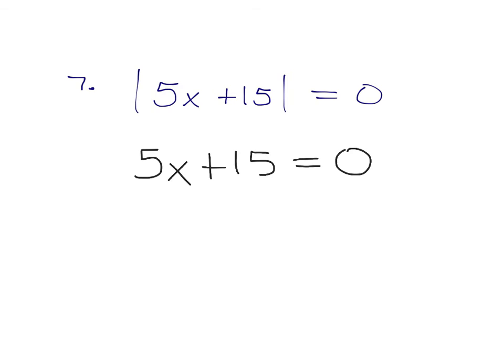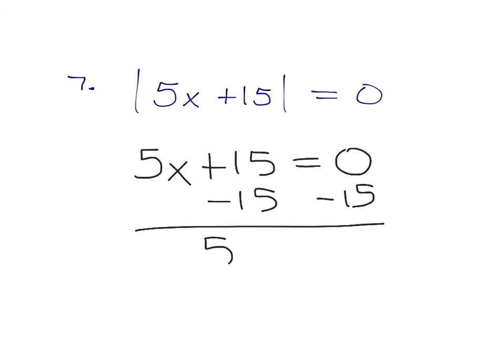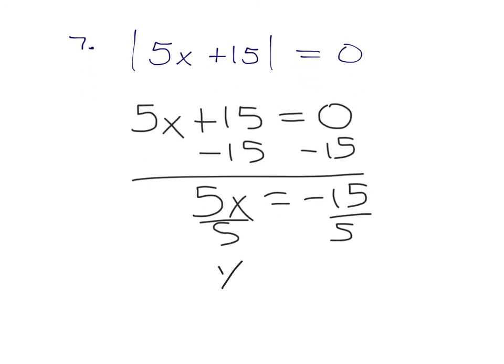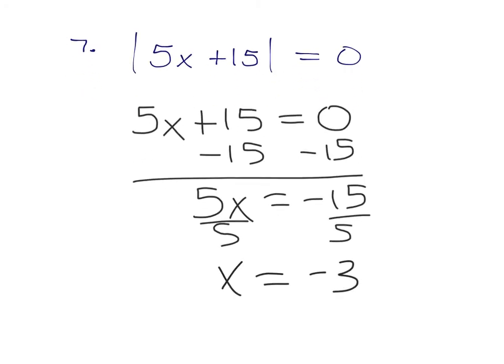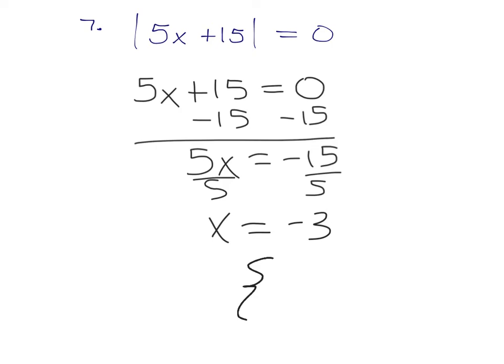is 0. So then here I'm just going to solve by subtracting 15. And then divide by 5. And I get x equals negative 3. And again, when it's equal, you can either write x equals or put the answer in the set braces. So that's when it equals 0.